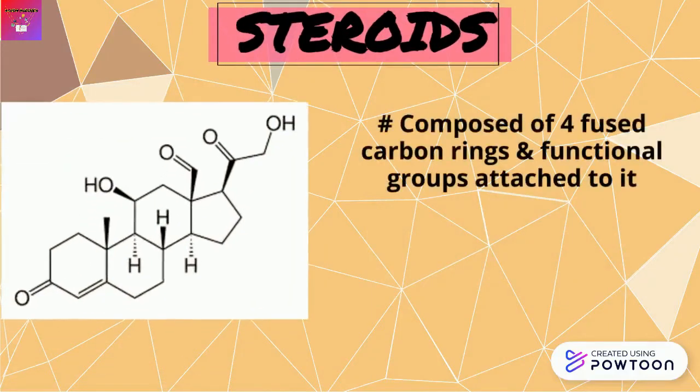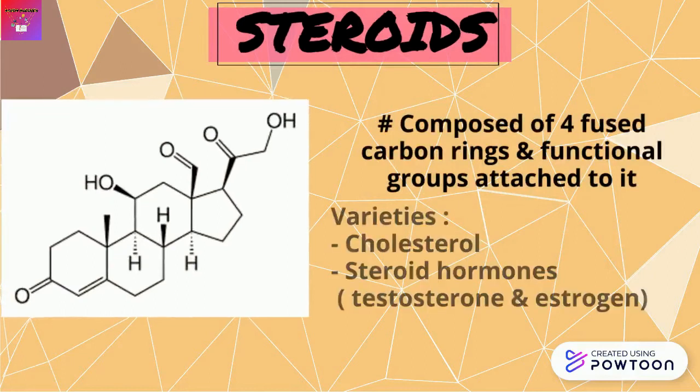Next, we have another type of lipid which is called steroids. Steroids are composed of 4 fused carbon rings. Each type of steroid has different functional groups attached to it. There are several varieties of these steroids such as cholesterol and also steroid hormones such as testosterone and also estrogen.